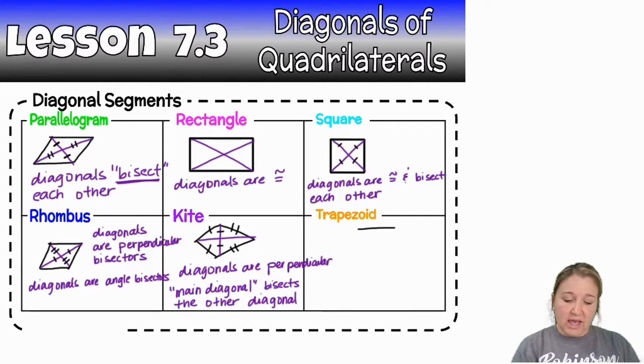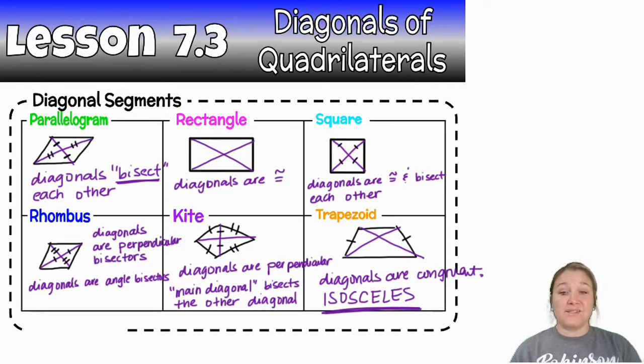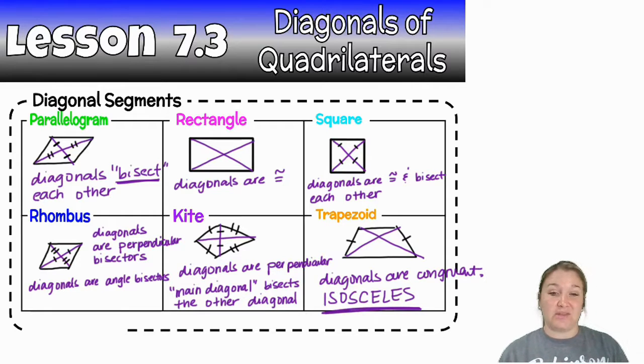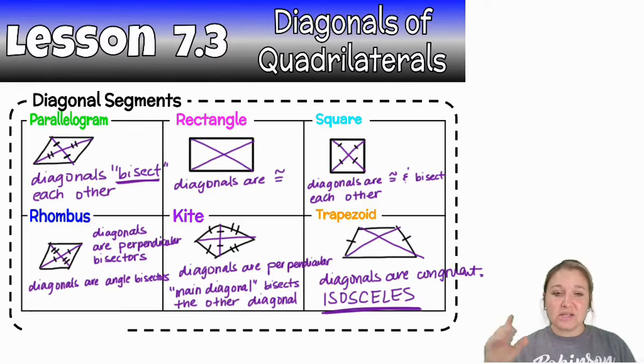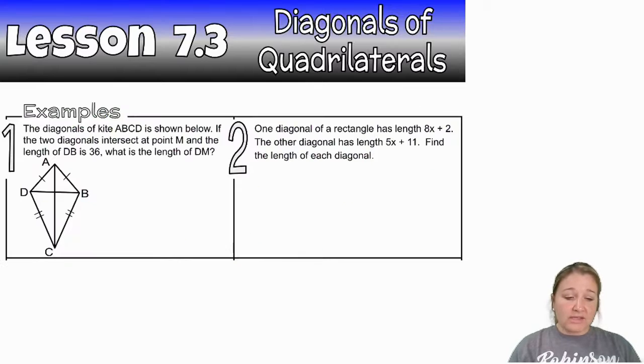So our trapezoid, and we're just going to look at isosceles trapezoids. So this piece has to be equal to this piece for an isosceles trapezoid, and therefore our diagonals are congruent. For isosceles only, okay? Any other trapezoid, that's not going to be the case. It has to tell you that it's an isosceles trapezoid, and it has to tell you that the two non-parallel sides are congruent. Okay, so now let's take a look at some examples.